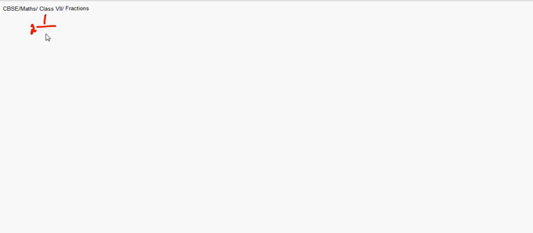This is 2 whole 1 by 3 plus 1 whole 1 by 2. The first step under this is conversion of these mixed fractions into improper fractions. Like so, this means 2 times 3 is 6, 6 plus 1, 7 by 3, and this is 2 into 1 plus 1, that's 3 by 2.